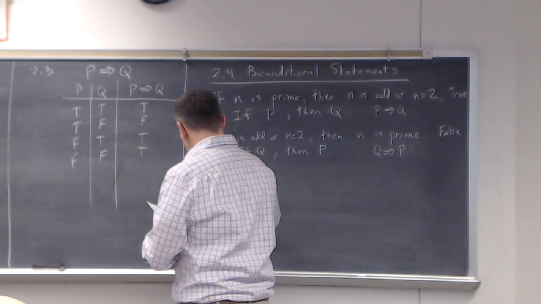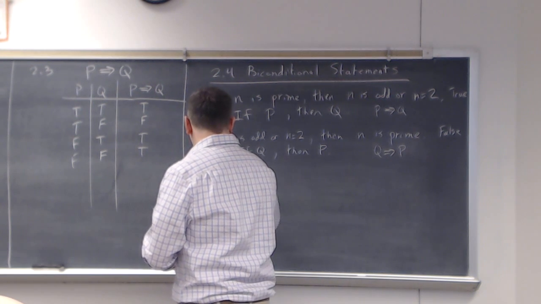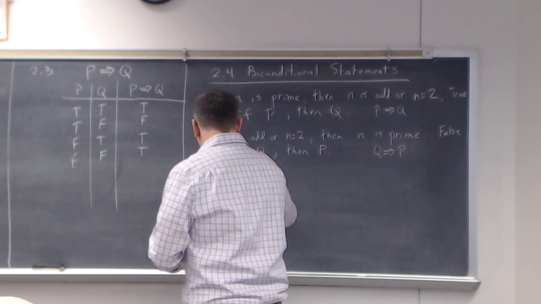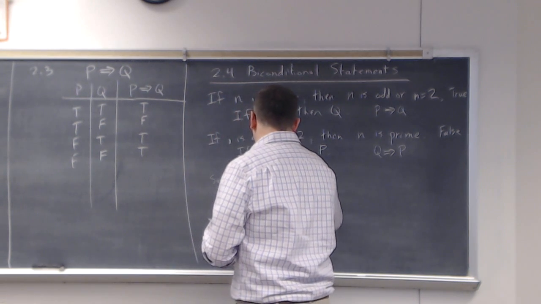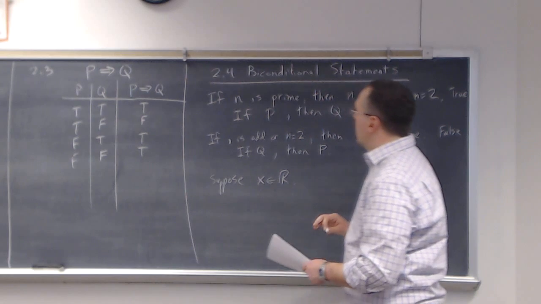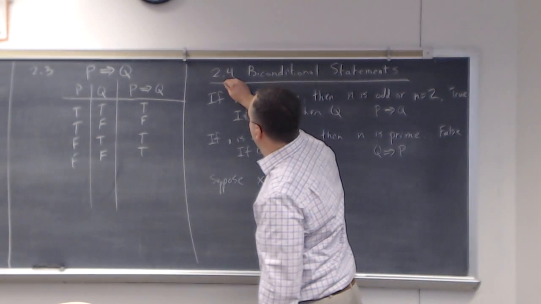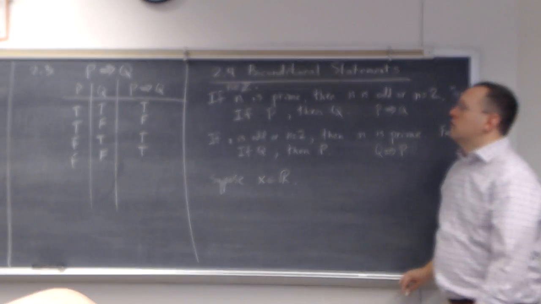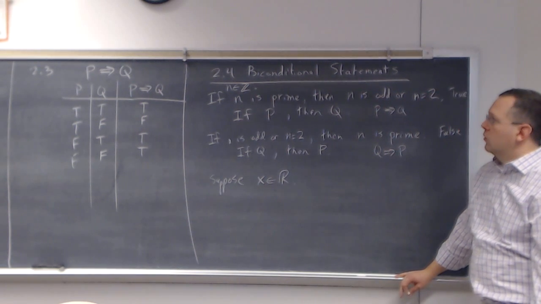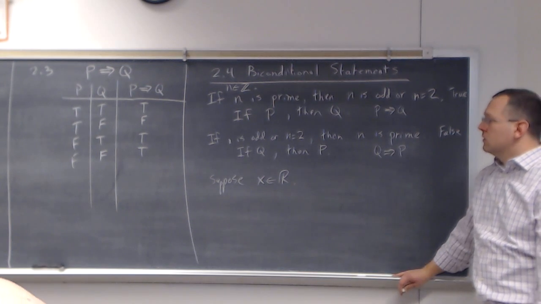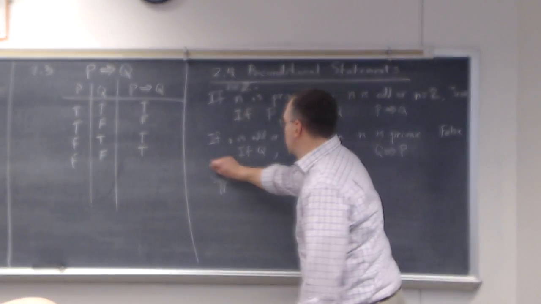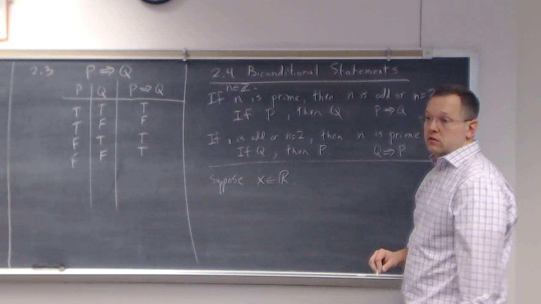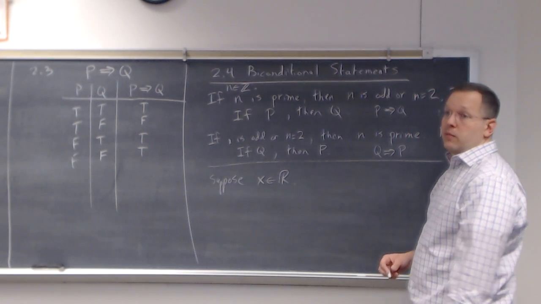Suppose we're talking about real numbers, a real number x. I probably should have started off with saying that n is an integer in the first example, so our universal set there is integers. Here I'm just talking about integers. Now I'm talking about real numbers. So suppose x is a real number.